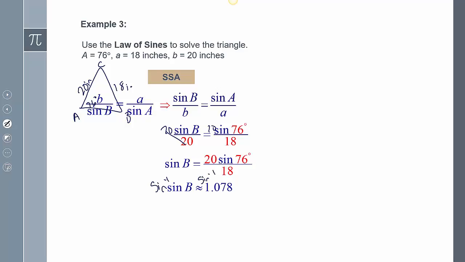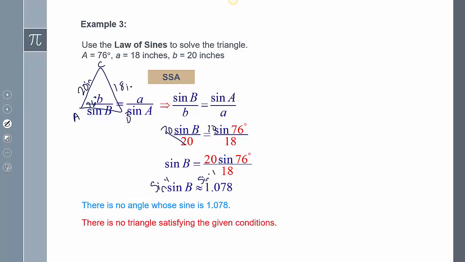Now if I did do the sine inverse to both sides in my calculator, it's going to give me an error. And the reason why it's going to give me an error is that there's no angle whose sine is 1.078. If you remember when we were solving equations, we said that it's between -1 and +1. And so because of that, there is no triangle satisfying the given conditions. And this is an example of what that triangle would look like. It's not even a triangle.